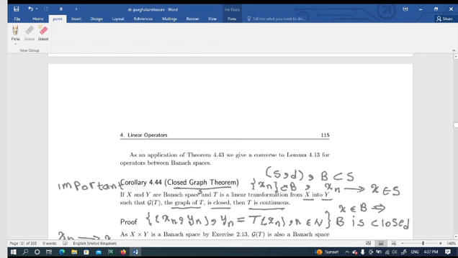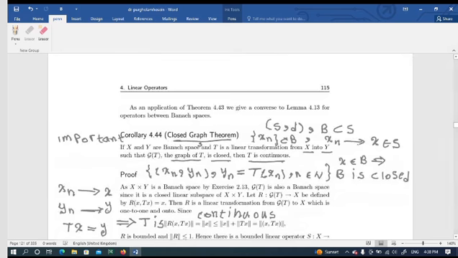We can use this theorem like this. If we have a double sequence xn and yn, where we say the graph is closed: if xn approaches x and T xn approaches y, then T x is y, and then T is continuous.